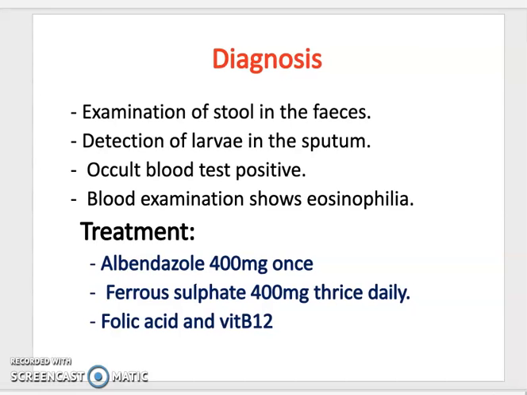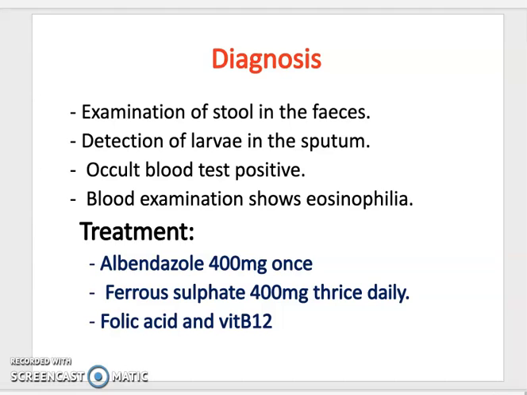And what are the measures by which we are able to diagnose this hookworm? That is examination of the stool, the feces, which shows the presence of this hookworm. Then detection of the larvae in the sputum. There are certain blood tests which test positive for the diagnosis of this hookworm. Then blood examination shows a high level of eosinophilia, and that also is an indication for the presence of this type of nematode parasite.